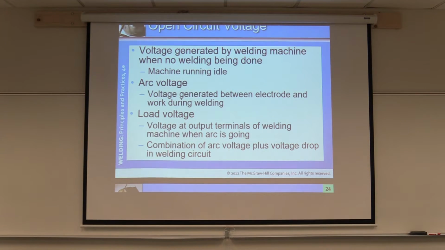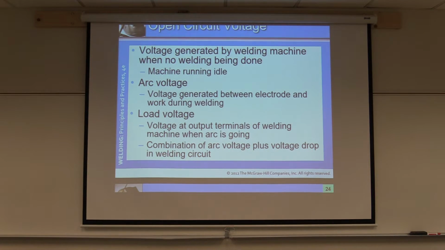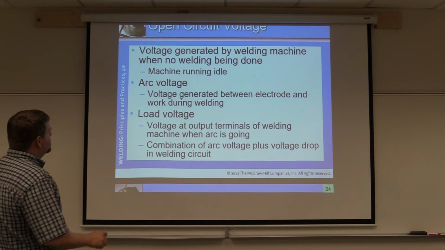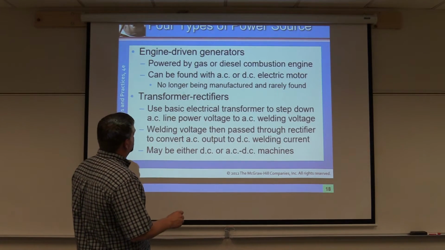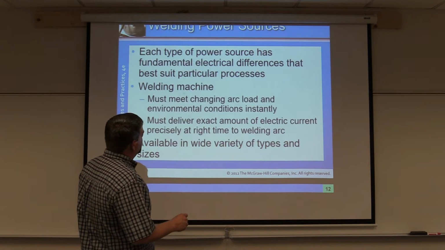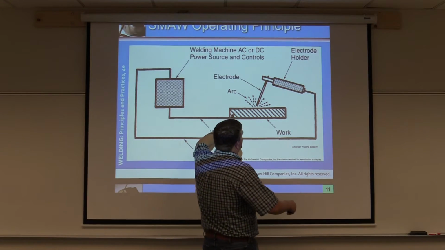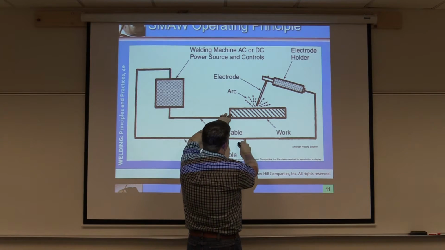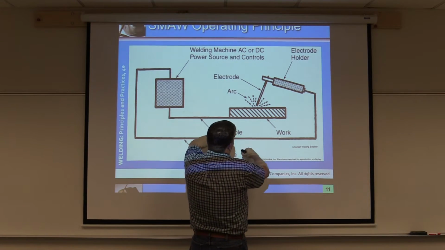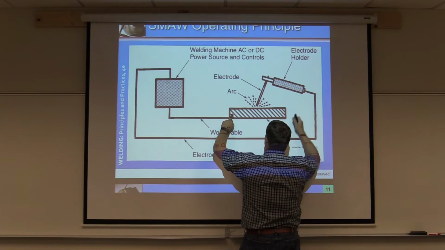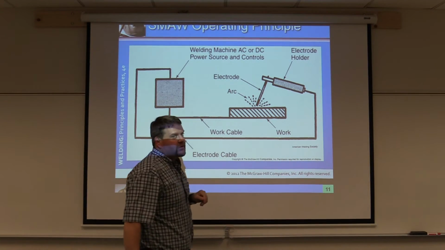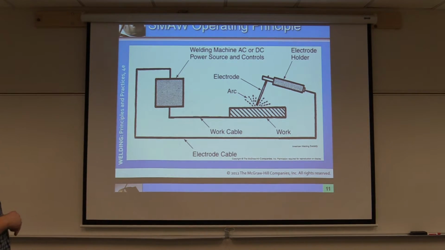Okay? Now the arc voltage is the voltage generated between the electrode and the work during welding. Now we can test the voltage, and we can even test the amperage too, but we can put a voltmeter between this, and say we come back to the machine, or we can find a hole. A lot of times we'll have a connection here, or you can even come here to a bare wire, and you can check your voltage between the two, and you'll see what your voltage range is, okay?